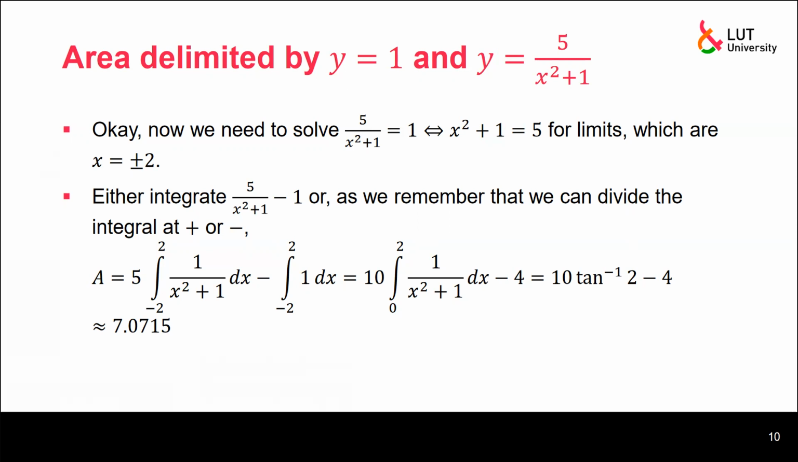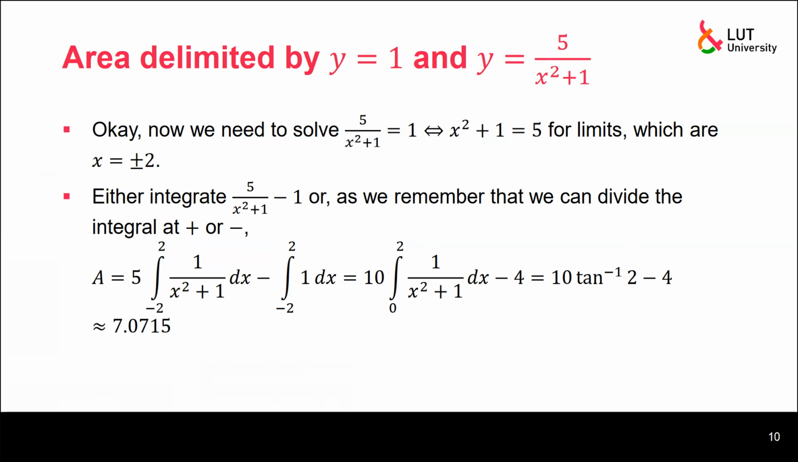And now we could either integrate 5 over x squared plus 1 minus 1, which is the larger function subtracted by the smaller one. Or then we could divide the integral as plus or minus, so we can integrate separately 5 over x squared plus 1 and 1, which is what I've done here. So the area, now I've taken the constant out, so we get closer to the elementary function. So 5 times this integral of 1 over x squared plus 1 minus the integral of 1. Well, the integral of 1 is just the area of a rectangle, which is 4 units wide, 1 unit high, so it's minus 4. Remember to carry the minus sign here.